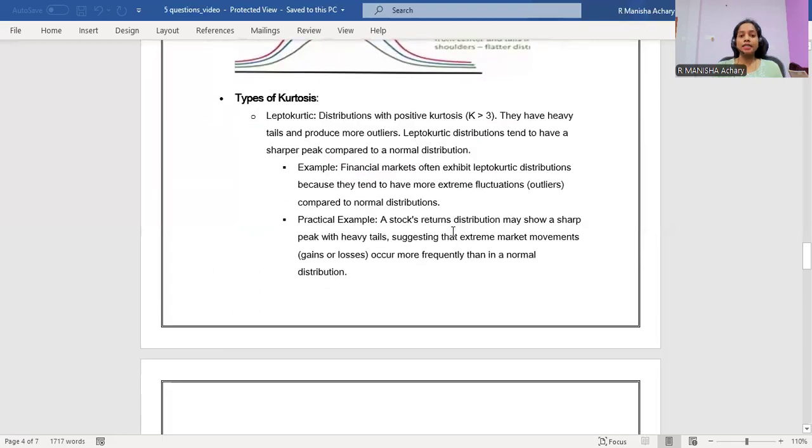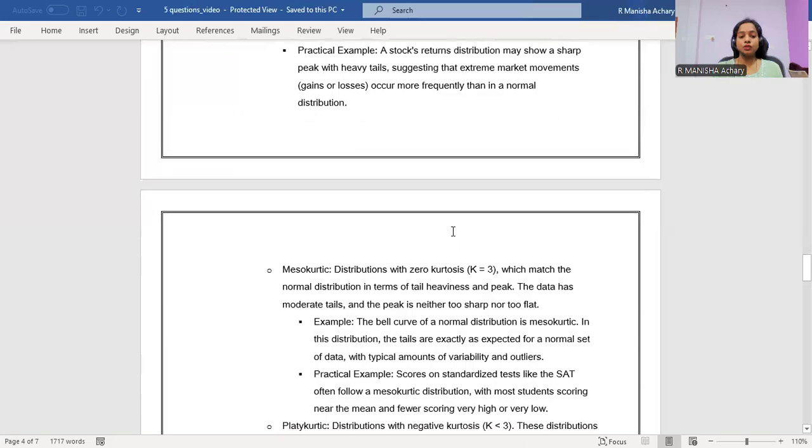For example, financial markets often exhibit leptokurtic distributions because they tend to have more extreme fluctuations compared to normal distributions. A stock's returns distribution may show a sharp peak with heavy tails, suggesting that extreme market movements occur more frequently than in a normal distribution.